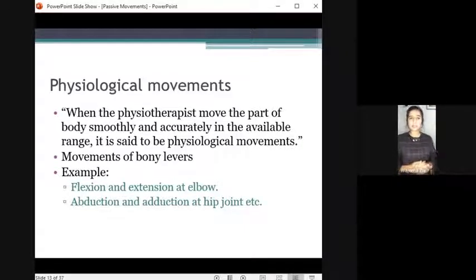Flexion and extension at the elbow. This is the elbow joint and this is the flexion. This is the extension. So I will hold it. This is the passive flexion, and this is the passive extension at the elbow. Adduction and abduction at the hip joint.